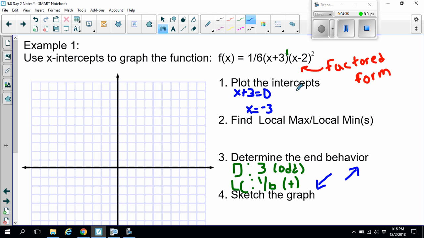Now we do the same thing for the x minus 2. We set that equal to 0. And we get x equals 2. Okay. So our x-intercepts are at -3 and at 2. Now our next thing is we're going to find the local max and the local minimums. Now to do this, we do actually have to use our graphing calculators. So we're going to go ahead and plug this function into our graphing calculator.